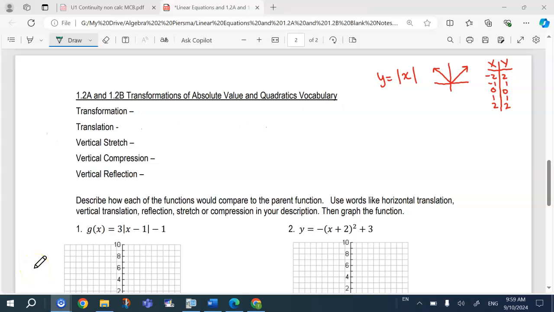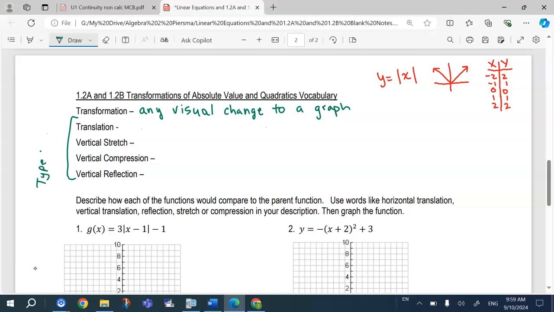This video is about some of the vocabulary with transformations. So a transformation is any visual change to a graph. And below are listed types of transformations that we will learn in this class. So all four of these are types of transformations.